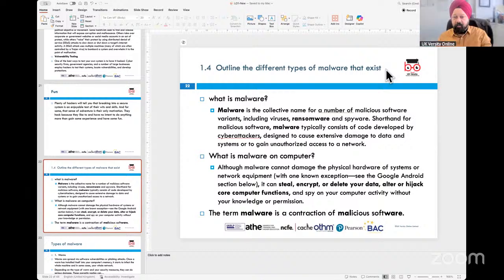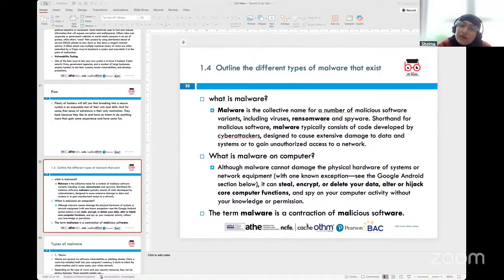Now, one or two last criteria that we want to quickly look at. One is, how do we outline the different types of malware that exist? First and foremost, you need to understand what malware is. Have you heard the term malware? Yes. Okay. Malware used to be called malicious software, something which is diseased, something which is not good, but over the years it has become the short word malware. Malware is short for malicious software.